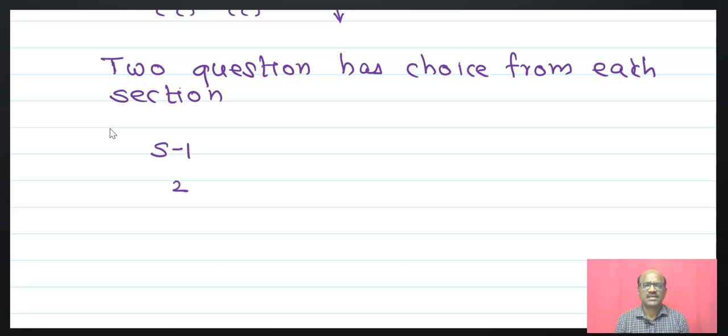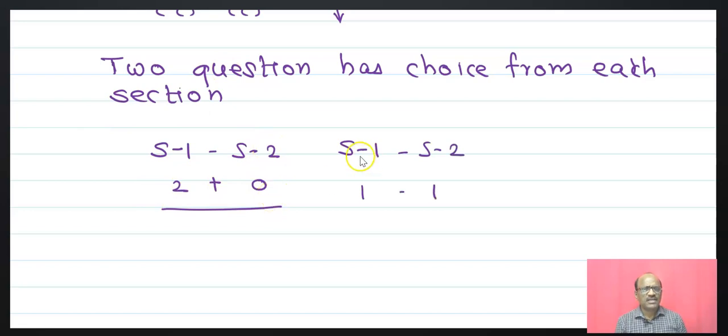That is S1 and S2. He will solve directly two questions and S2 will be 0. In second case, he will solve one question from each section. In third case, he will solve 0 questions from section 1, 2 questions from section 2. Now these are the three possibilities.